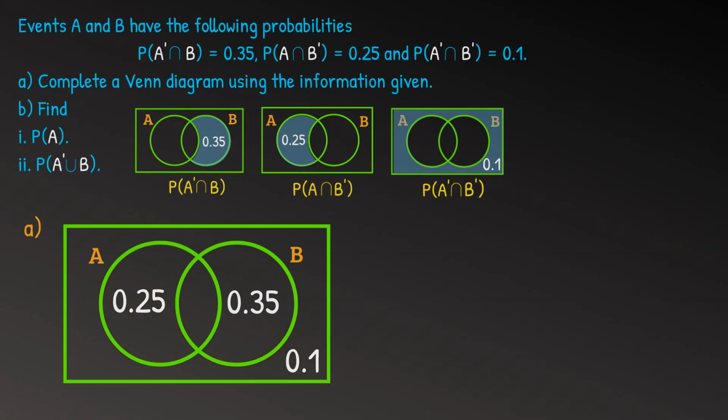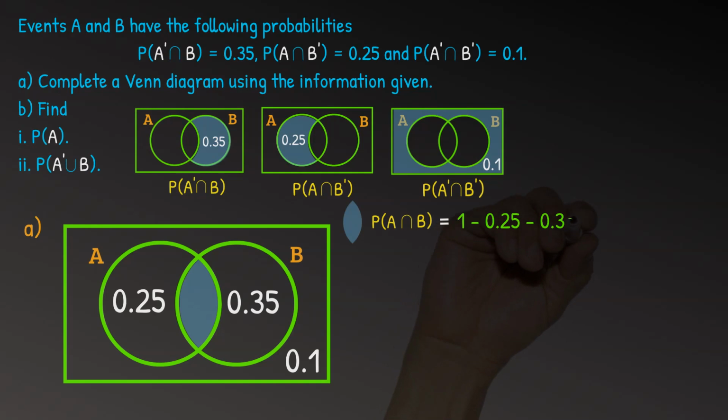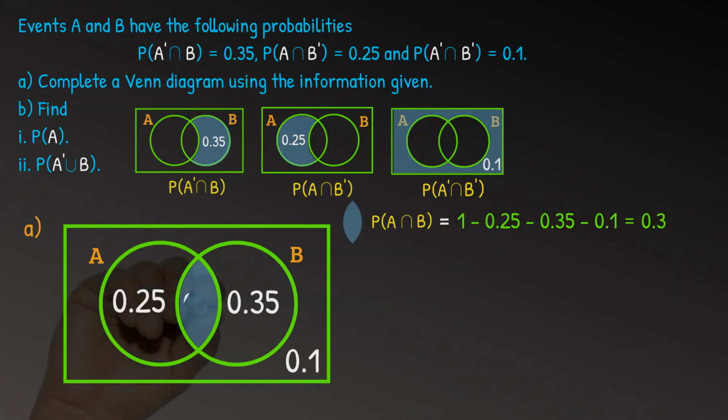However, it's not quite finished yet because we don't know the value of this area, which is A intersect B. But as we know all the values in the Venn diagram have to add up to 1, we can work this value out by subtracting all of the values we have from 1, which gives us 0.3.